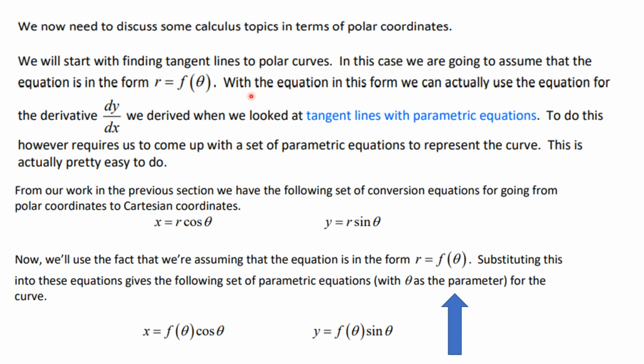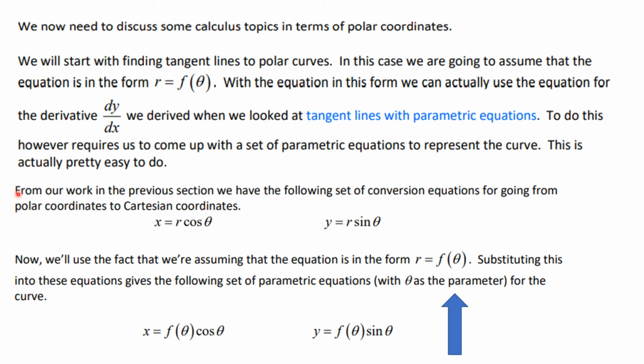Having said that, with the equation in this form, we can actually use the equation for the derivative dy dx we derived previously when we were talking about parametric curves, in the chapter called something like Tangent Lines with Parametric Equations. To do this, however, requires us to come up with a set of parametric equations to represent the curve. Now, this is actually pretty easy to do, but the reason it's easy is because of this assumption that r is equal to f of theta. This is a big deal.